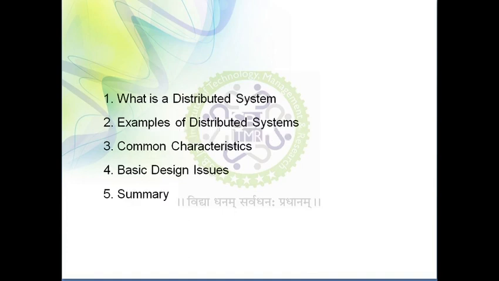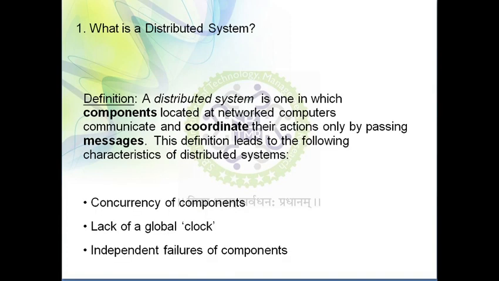See, in the distributed system, what exactly happens, what are the different examples, what are the common characteristics, what is the basic design, all these things we are going to discuss. A distributed system is one in which components located at networked computers communicate and coordinate their actions only by passing messages. This definition leads to the following characteristics of distributed system: concurrency of components, lack of global clock, independent failure of components.